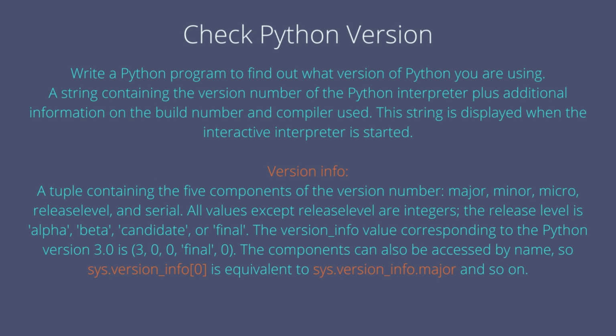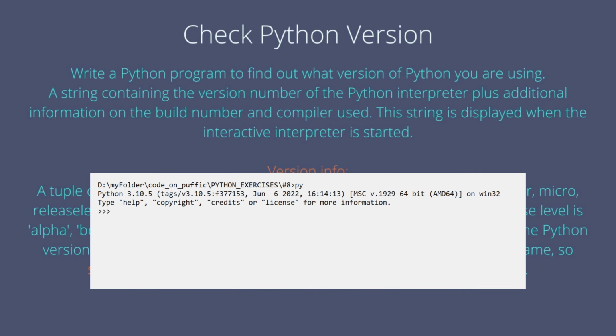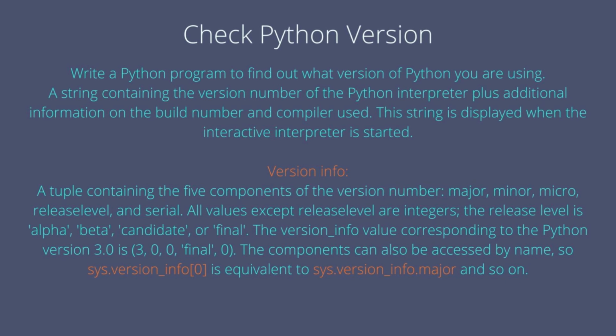Check Python version. Write a Python program to find out what version of Python you are using. A string containing the version number of the Python interpreter plus additional information on the build number and compiler used. This string is displayed when the interactive interpreter is started. Version info: a tuple containing the 5 components of the version number: major, minor, micro, release level, and serial. All values except release level are integers. The release level is alpha, beta, candidate, or final. The version_info value corresponding to the Python version 3.0 is 3.0.0, final, 0. Let's see the solution.